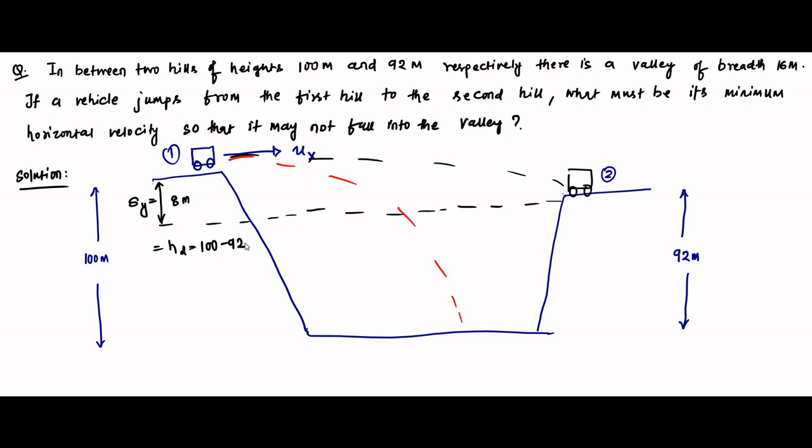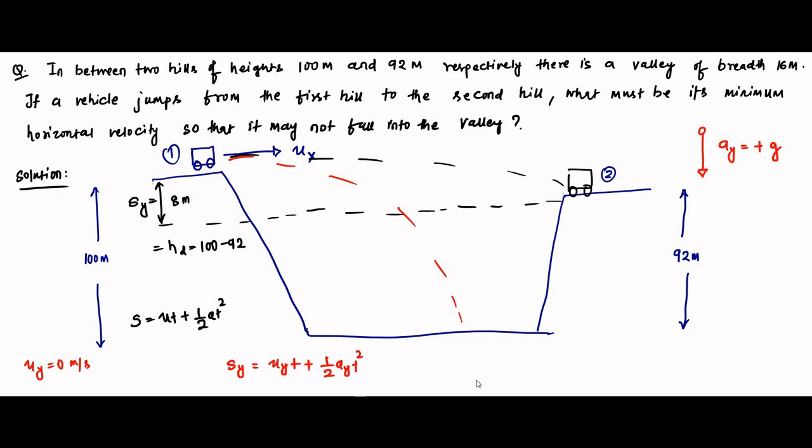So here we'll be using the equation of motion, S is equal to ut plus half at square. We'll split it into two parts. First we'll write the y equation. Sy is equal to uyt plus half ayt square. Here there is only the horizontal component of the velocity, no vertical component. So uy is equal to 0 meter per second. Acceleration due to gravity is acting downwards. So ay is equal to plus g.